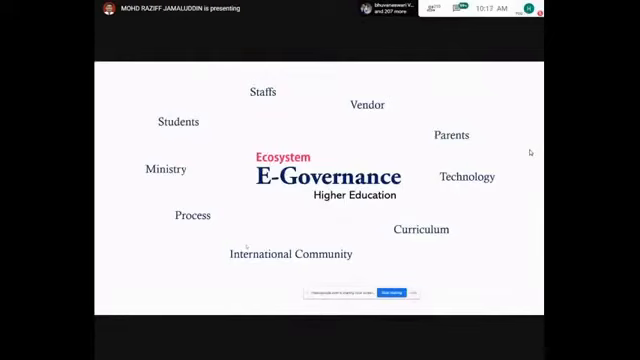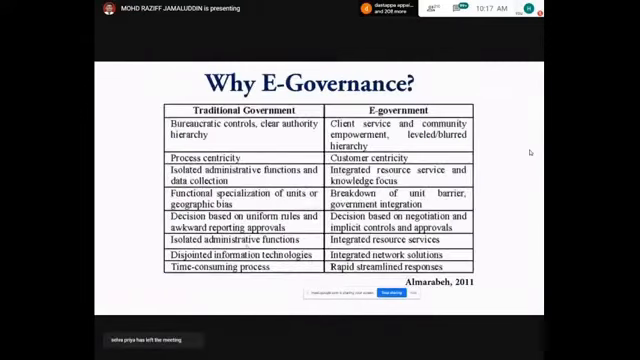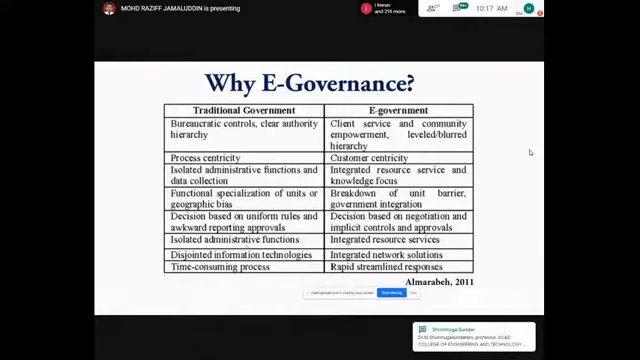Why e-governance? Let us go to the studies by 2011, where he compared traditional government and e-government. In traditional government there are lots of bureaucratic controls, process centricity, isolated administrative functions and data collection, functional specialization, decisions based on uniform rules, and awkward, isolated reporting approvals. The most important aspect here is the time-consuming process.